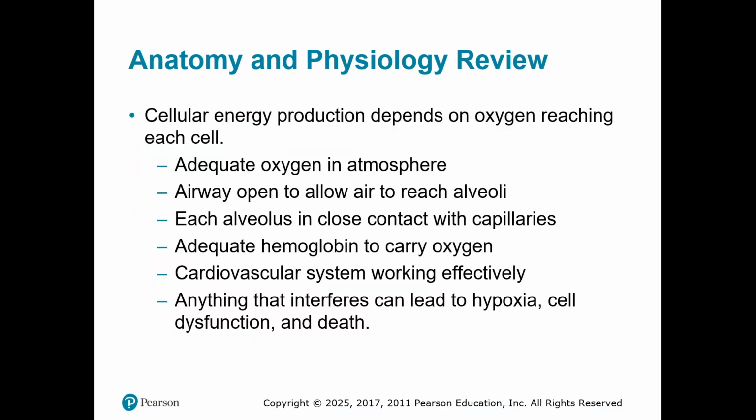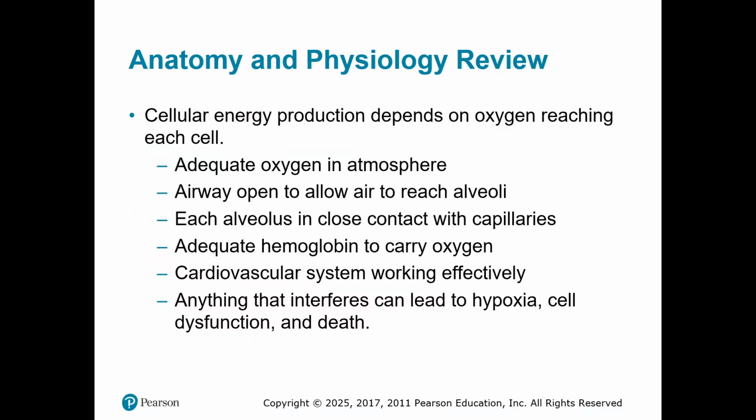All right, so let's talk a little bit about the anatomy and physiology. Let's review it. We talked about cellular energy, cellular metabolism, and how the production depends on oxygen reaching the cell. Adequate oxygen in the atmosphere is number one. So you've got to have that 21% oxygen. You have to think about that when you're dealing with maybe somebody who's underground. Anytime you go deep underground, the possibility of not having oxygen at 21% is a real thing, right?